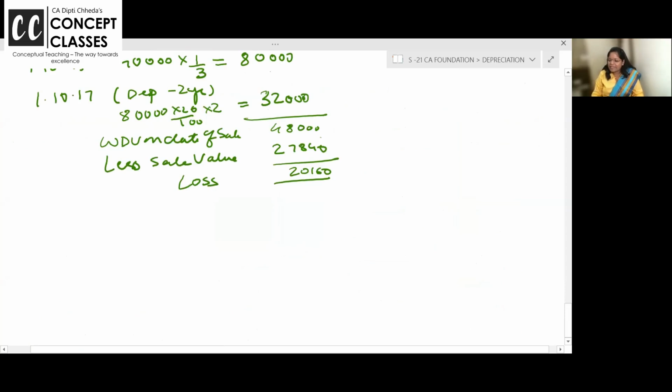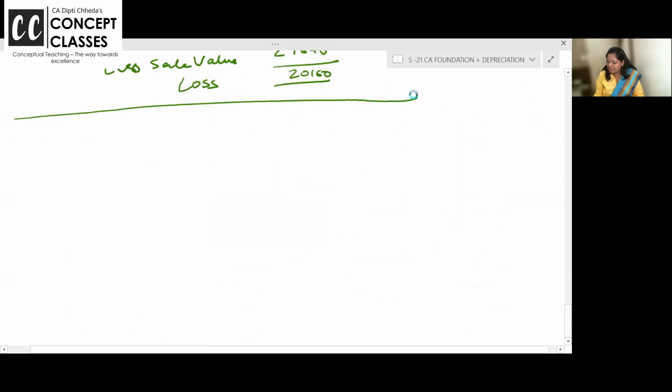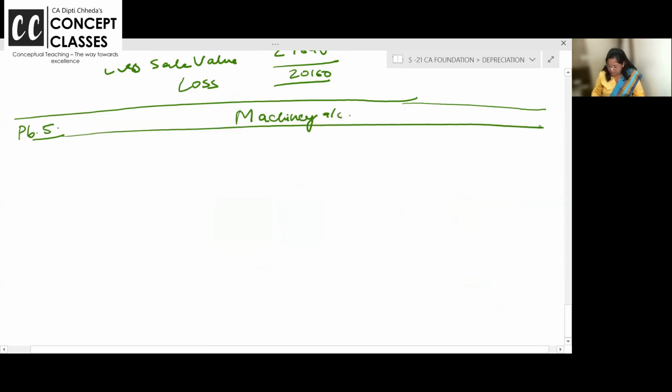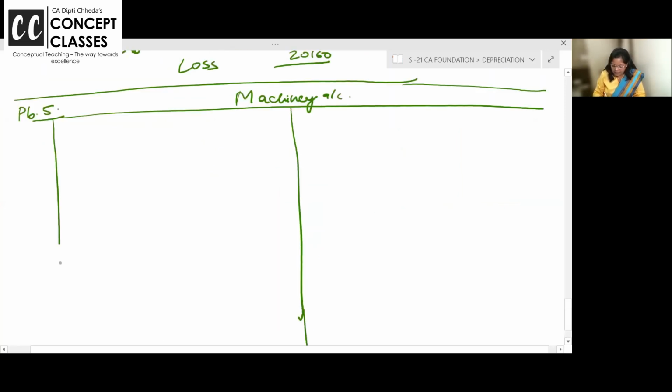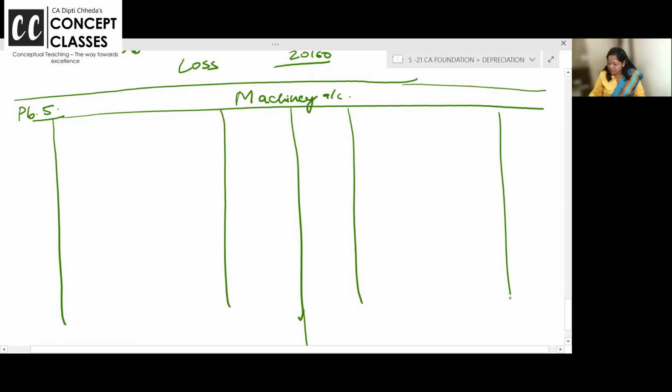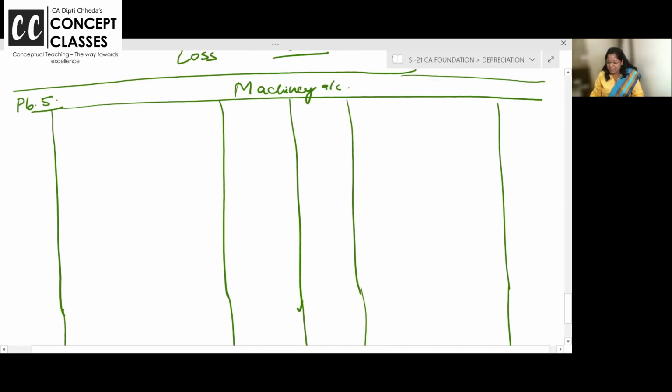और WDV में थोड़े calculations हैं, to make sure you are doing it for full page. फुल पेज के लिए बनाओ. Problem number 5 we are doing. Did you all read the question? Machinery account. Full page, lot of calculations are there. Date, particulars, amount. Date, particulars, amount. Full page. First make machinery account. If you want, I'll show you. Depreciation is same. Depreciation to machinery and transfer to P&L account.